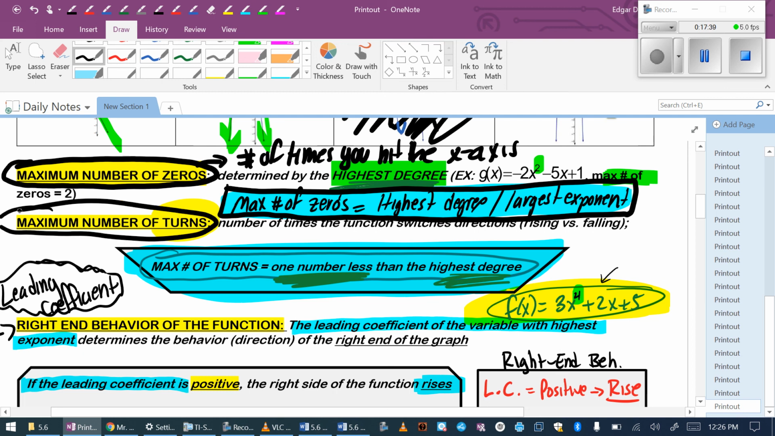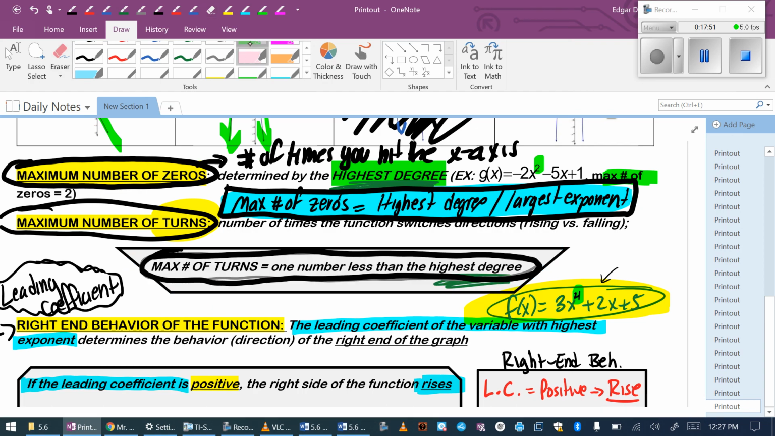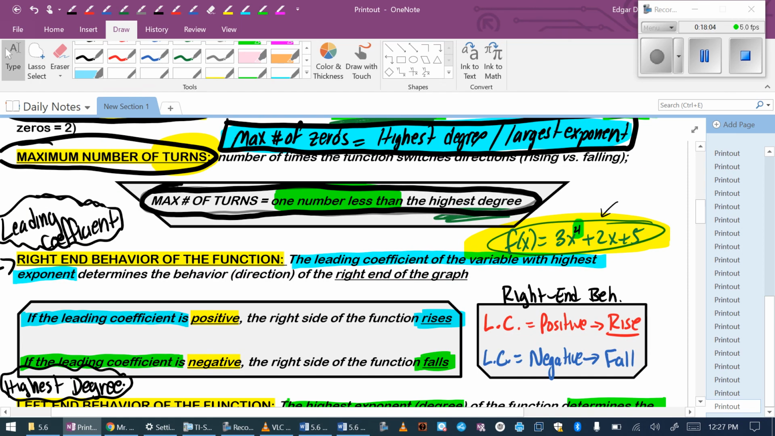Okay? What if I want to know the number of turns? Because I want to know if this graph is going to turn or not. Well, we find out the max number of turns by looking at the highest degree and always giving me one less. The max number of turns is one less than the highest degree. So if the highest degree is 10, you only have 9 turns. If the highest degree is 5, you only have 4 turns. Always one less. All right, that's two important things.